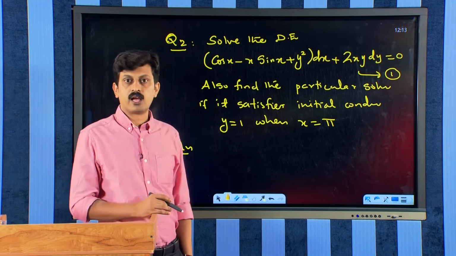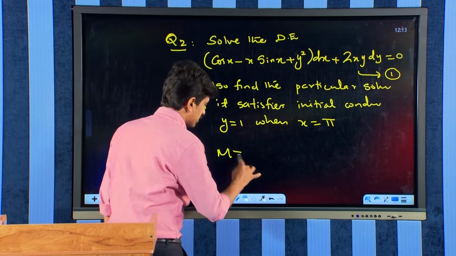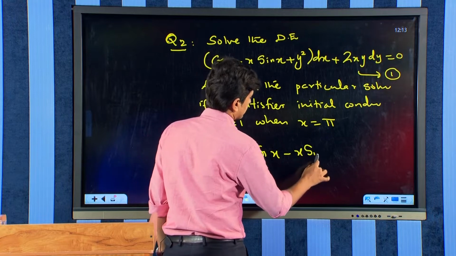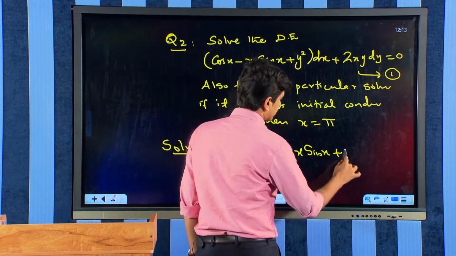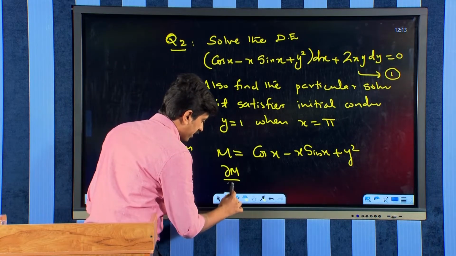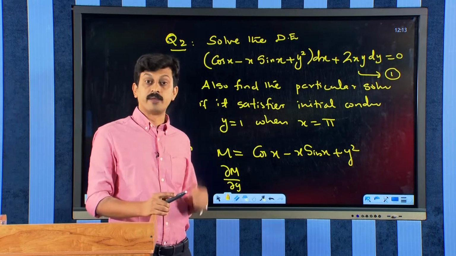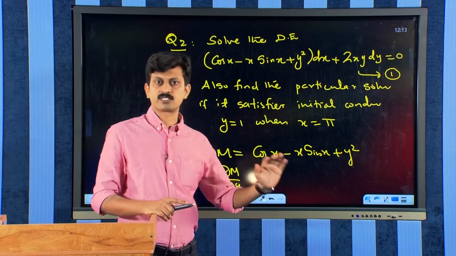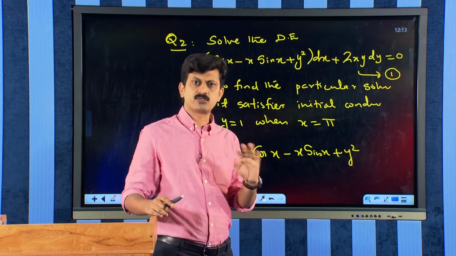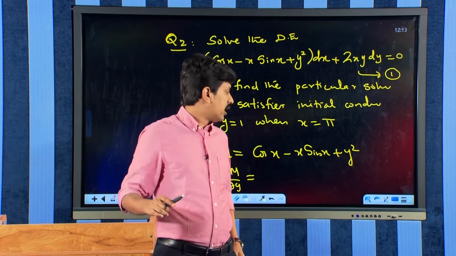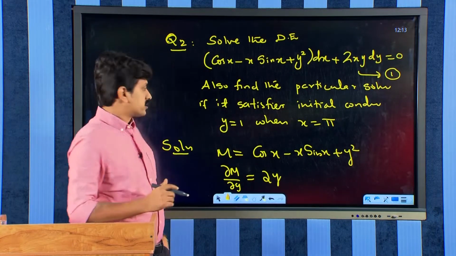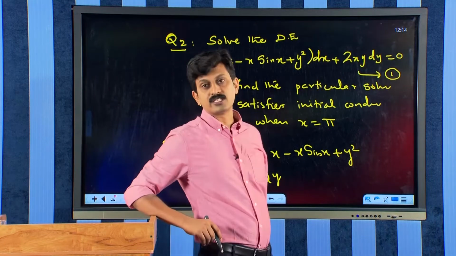Firstly, we write M. Here M is equal to cos x minus x sin x plus y square. Therefore, ∂M/∂y, we differentiate M with respect to y partially. Cos x is a constant, so 0, and x sin x contains only x, therefore that is also 0. Differentiating y square gives 2y. Similarly, N is equal to 2xy.